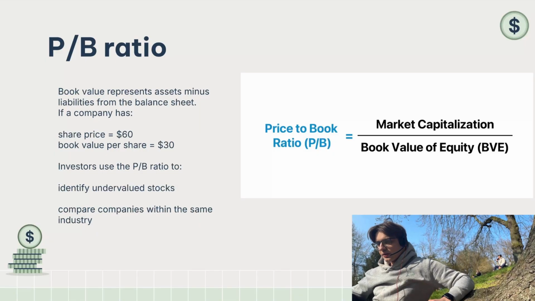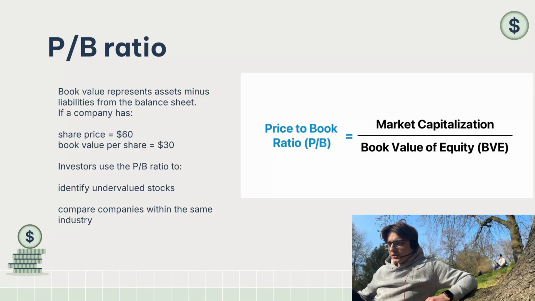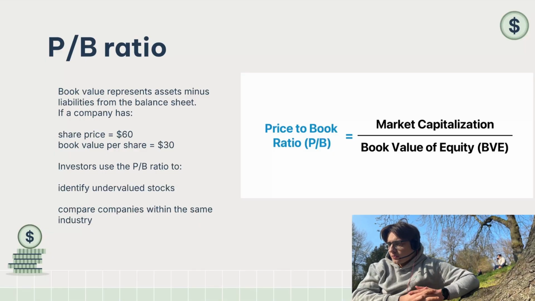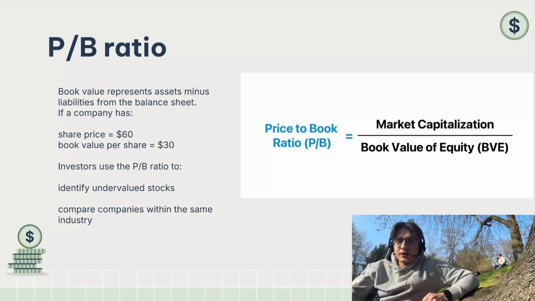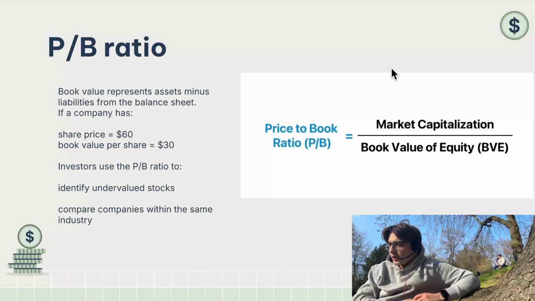Then the second market ratio. It's price to book ratio. It's the second most common market ratio here, and there's a formula to calculate it. It's market capitalization divided by book value of equity, whereas book value represents assets minus liabilities, and it derives from the balance sheet of the company publicly presented.